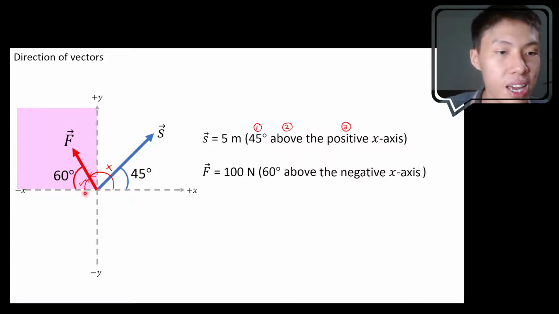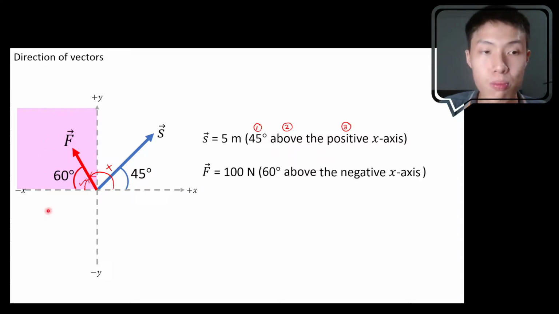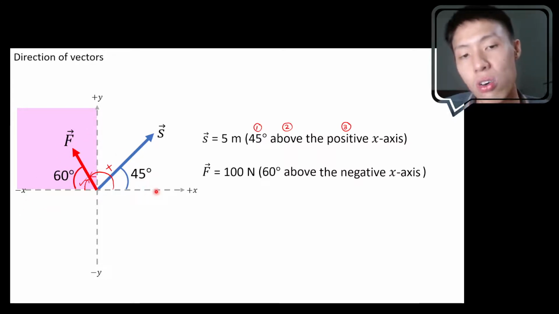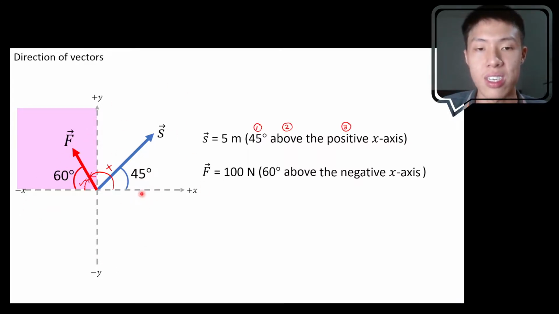So that's how we define it. We see which region the vector is in, whether the region is above or below, whether the region is at the negative side of the x-axis or the positive side of the x-axis. Okay, so this is for force. Let's look at the next example.